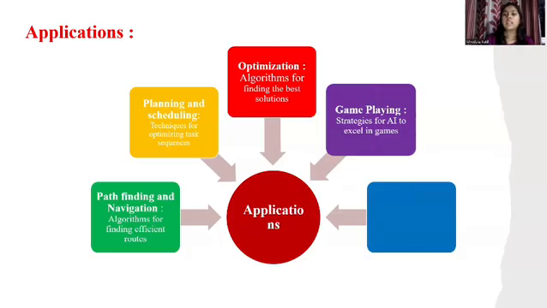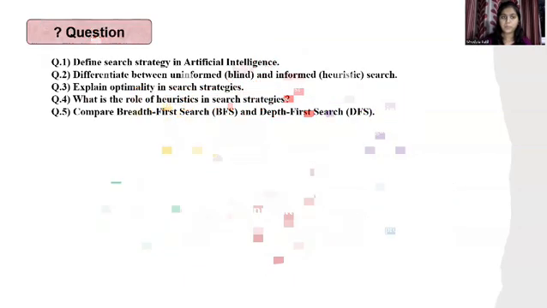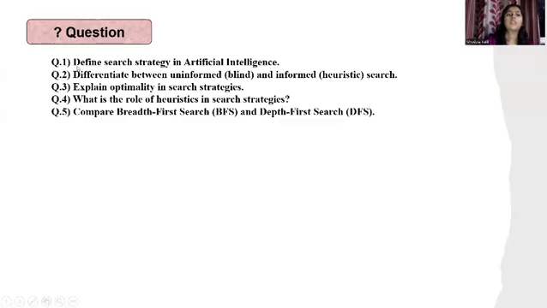Next is gameplay. Strategy for AI to excel in games. So next, constraint satisfaction. Methods for solving problems with constraints. Questions about this search strategy. First question is design search strategy in artificial intelligence. We discussed this in the last slide. Differentiate between uninformed and informed search. Second question is explain optimality in search strategy.